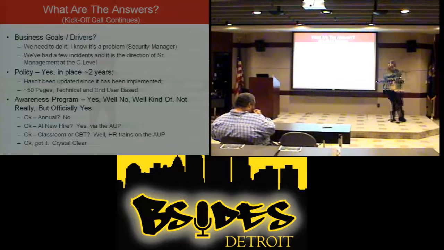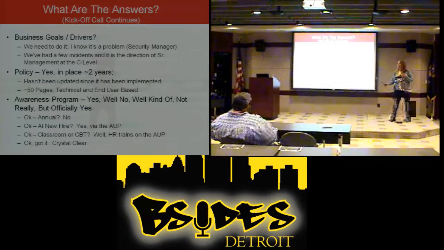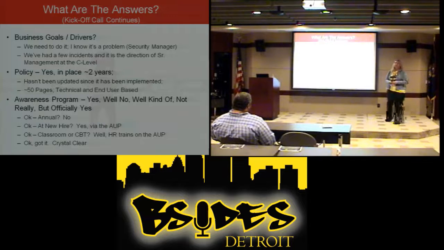Okay, do you have annual awareness training that's delivered via CBT or on-site, physical delivery? No. Okay, do you do training at new hire? Yeah, we provide the AUP, and HR trains against the AUP. The AUP, okay, is this AUP different than the policy you just explained? No, it's all in the same policy. Okay, so what you're saying is HR is training on the 50-page policy at new hire. Correct. All right, good. I'm crystal clear. I understand exactly what's going on here.